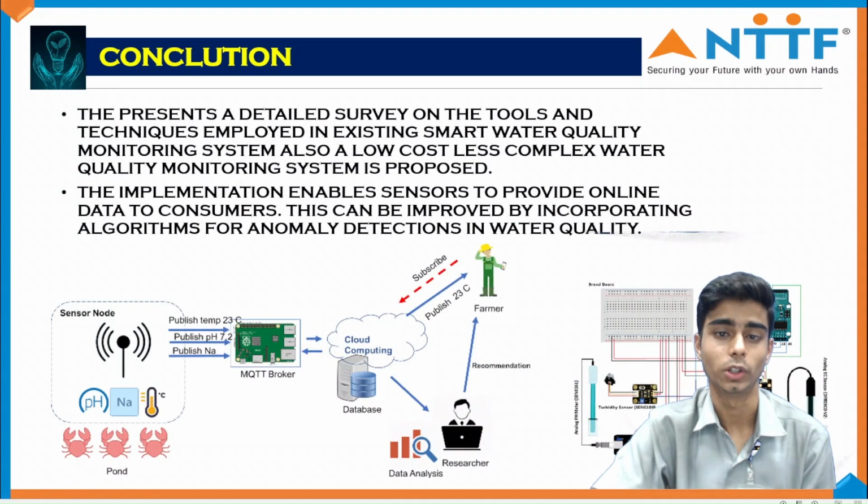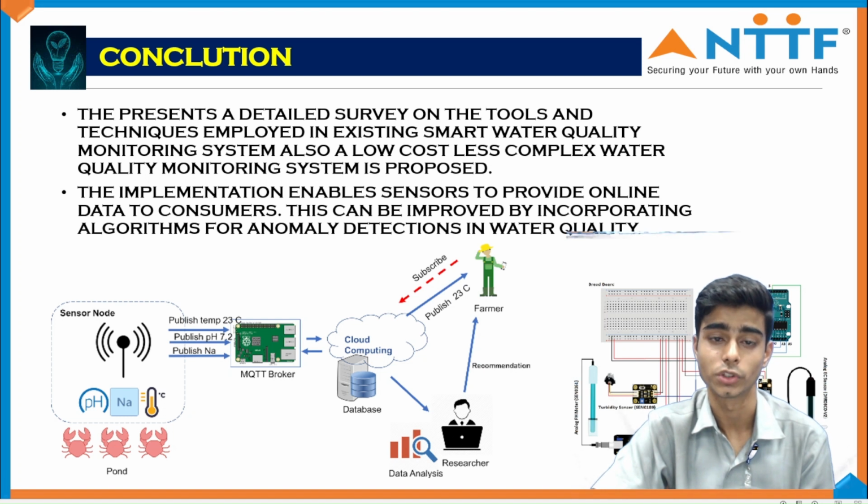Conclusion. There are two conclusions. First, the parameters and a detailed survey on the tools and techniques employed in existing smart water quality monitoring systems. Also, a quality, low cost, less complex water quality monitoring system is proposed. Second, the implementation enables sensors to provide online data to the consumers. This can be improved by incorporating algorithms for anomaly detection in water quality.